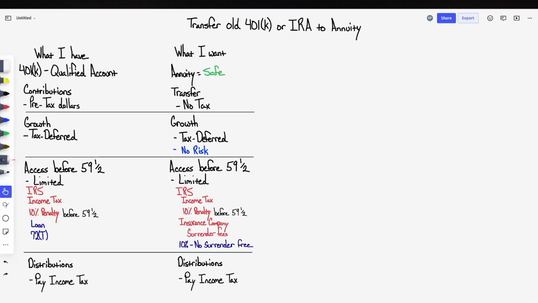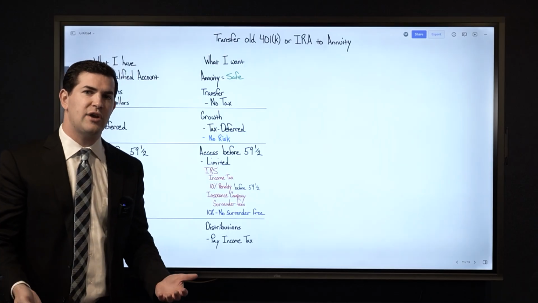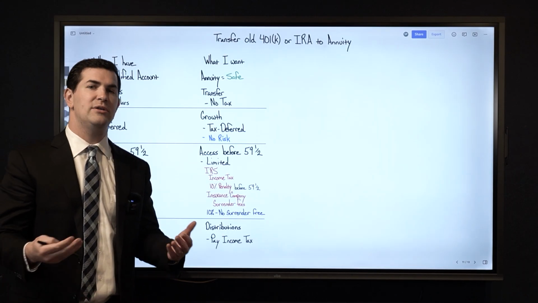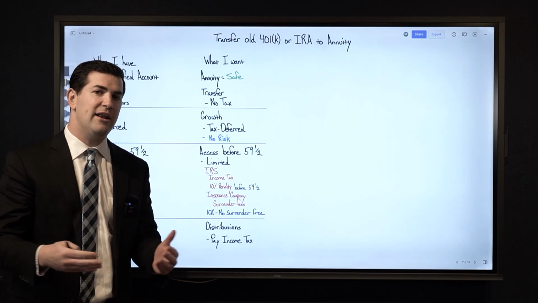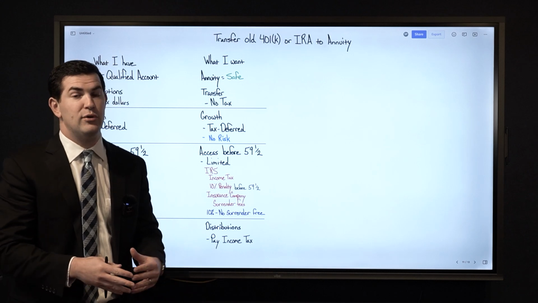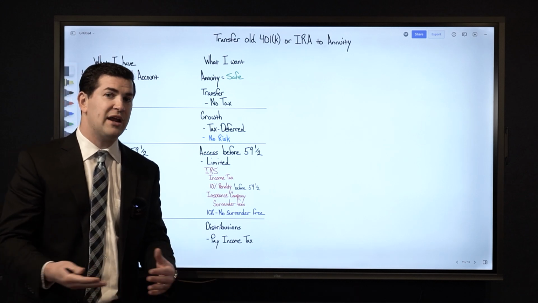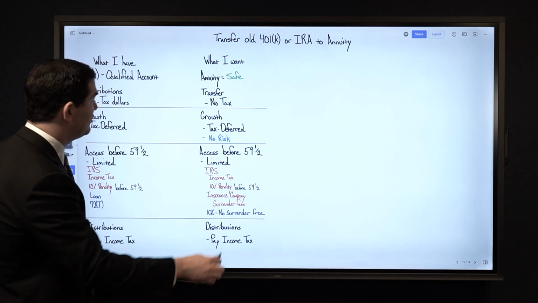Now let's compare that with what you want in this particular case, an annuity. So why someone would want an annuity here and why they would consider transferring a 401k to an annuity, mainly because it's safe. An annuity is a contract with an insurance company where I am going to have guarantees associated with it, and in many cases, I can protect my principal from loss. So that can be appealing to a lot of individuals.